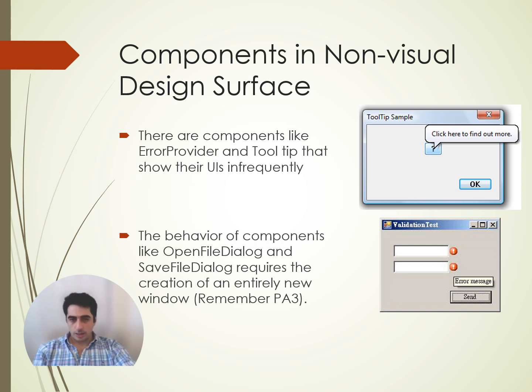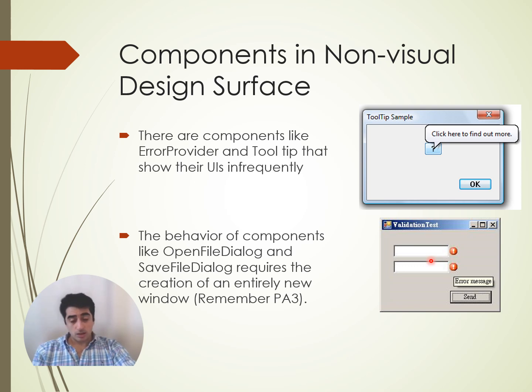There are various components that appear in the non-visual design surface. Some of them, like error provider or tooltip, show their UI infrequently. That's why we don't place them in the visual design surface. For example, as you see here, the tooltip appears infrequently, only in some situations. Also, the error provider here appears only if something happens, just to get the attention of the user about some error that has happened.